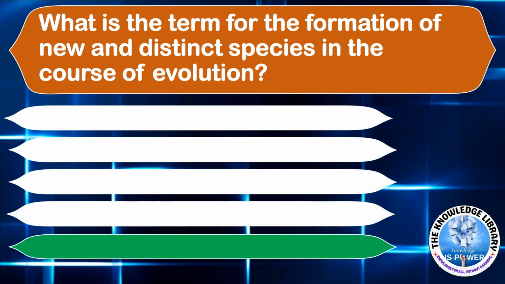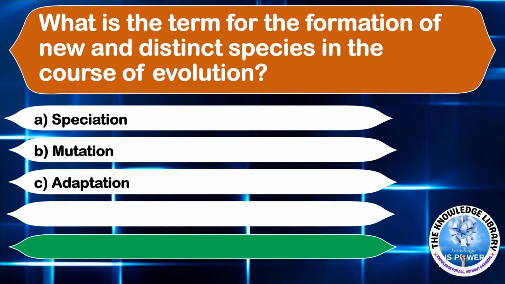The next question is, what is the term for the formation of new and distinct species in the course of evolution? Option A, speciation. Option B, mutation. Option C, adaptation. Option D, variation. Answer is option A, speciation.